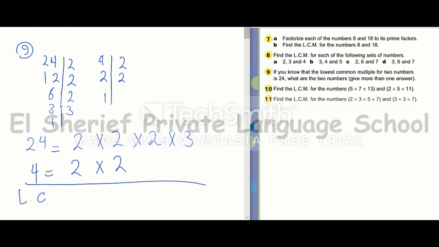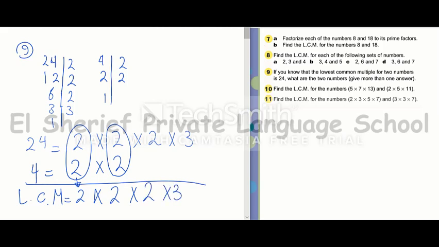LCM: we will take one from the common factors, times 2, times 2, times 3. So 2 times 2 equals 4, 4 times 2 equals 8, 8 times 3 equals 24.